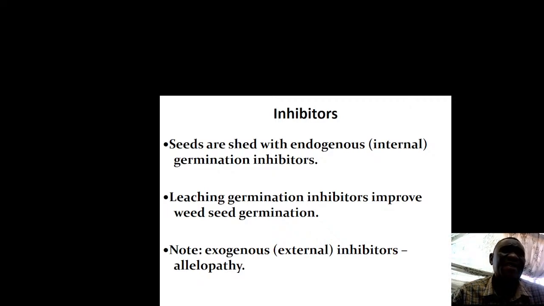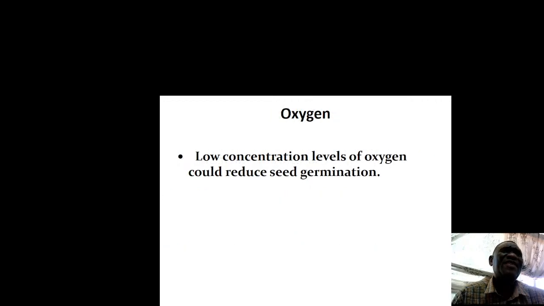Now, with inhibitors, these are actually internal and they can stop germination. We may put the seeds in water to allow leaching of the inhibitors in order to improve seed germination. But there are some inhibitors which can act externally, like for example during allelopathy. Oxygen, if we have low oxygen environments, this can reduce seed germination.